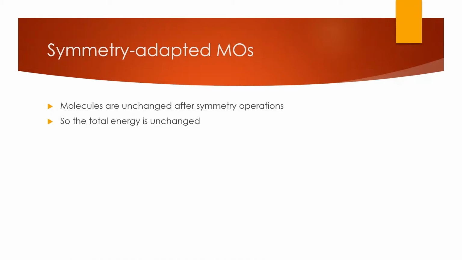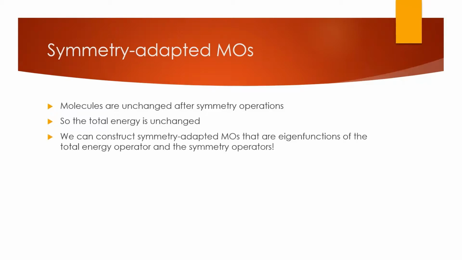So that means that they are eigenfunctions of the symmetry operators because they're unchanged upon, or they're multiplied by, ones and minus ones and so forth. And their energy is also unchanged. So they are eigenfunctions of both the total energy operator and the symmetry operators. And this is why we focus on these symmetry adapted molecular orbitals from molecular orbital theory, because the valence bond orbitals, the hybrid orbitals, don't do this. So they're not eigenfunctions of the symmetry operators.